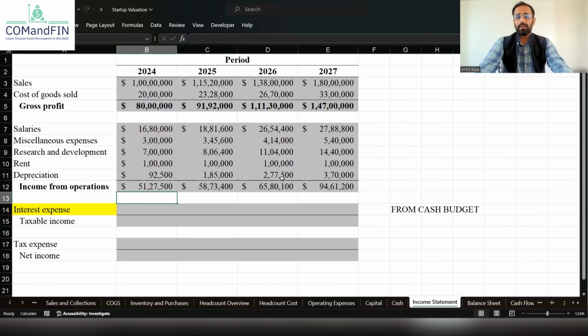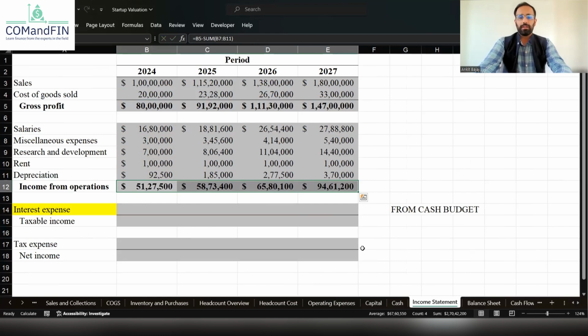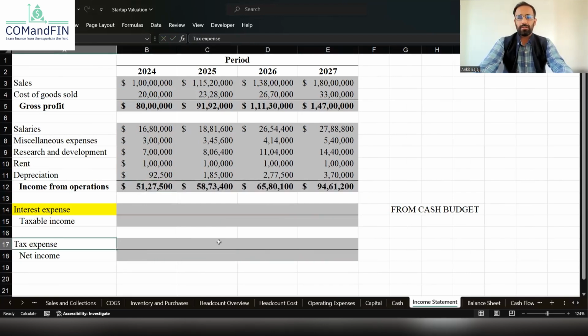We will press here Control Enter. So this is the income from operation during the year, right? This is the income from operation during the year. Now here, what we have to do, we have to record the interest expense, right? We have to record the interest expense. And this interest expense, right, we will calculate in the cash budget. So we have to wait for some time, right? We have to wait for some time.